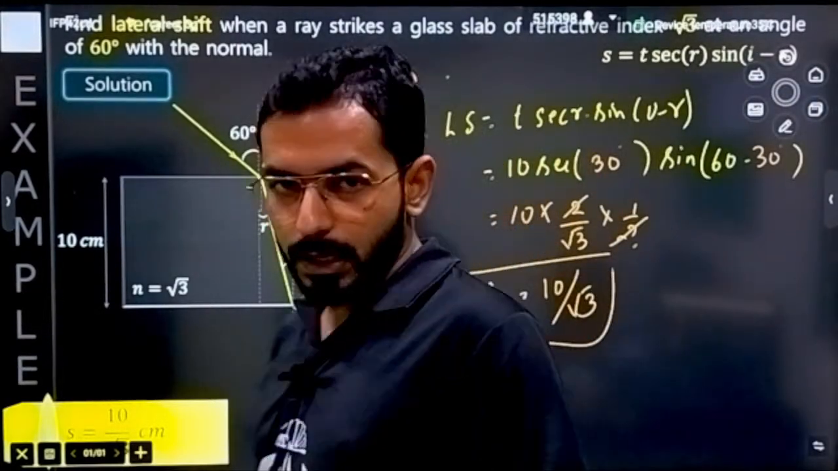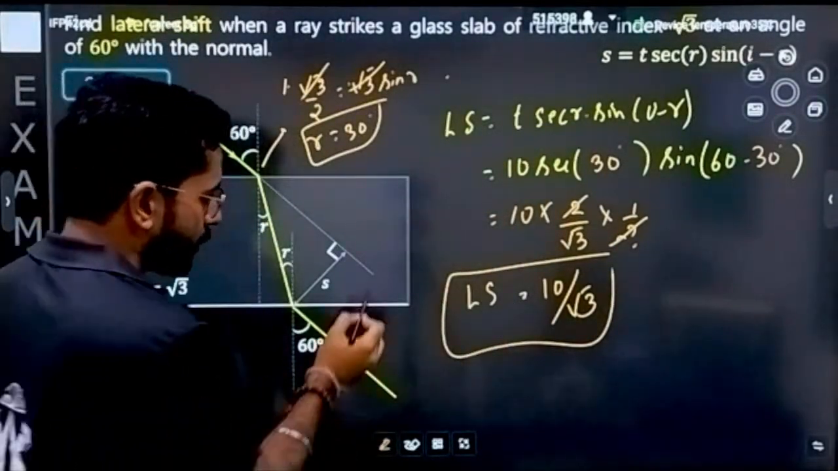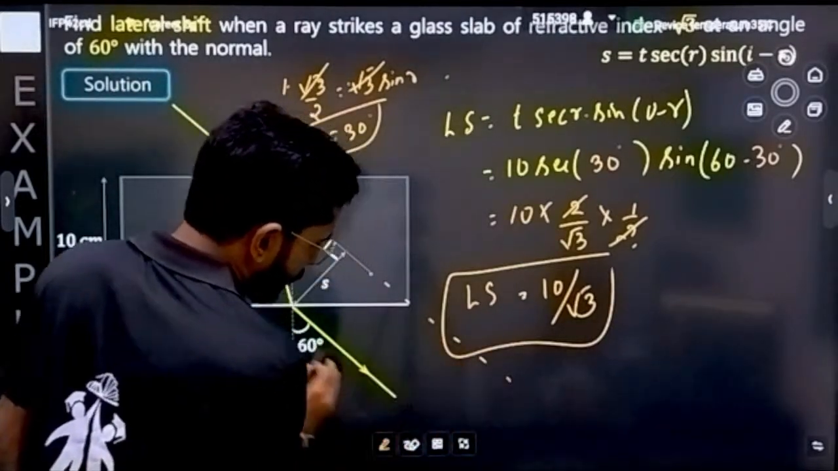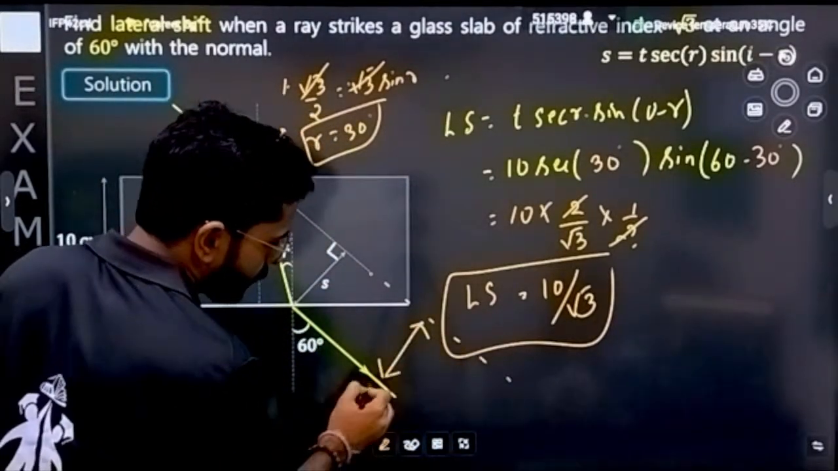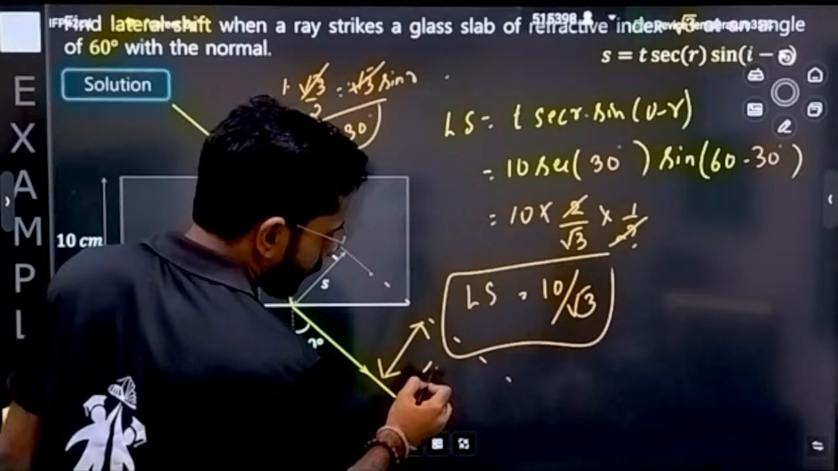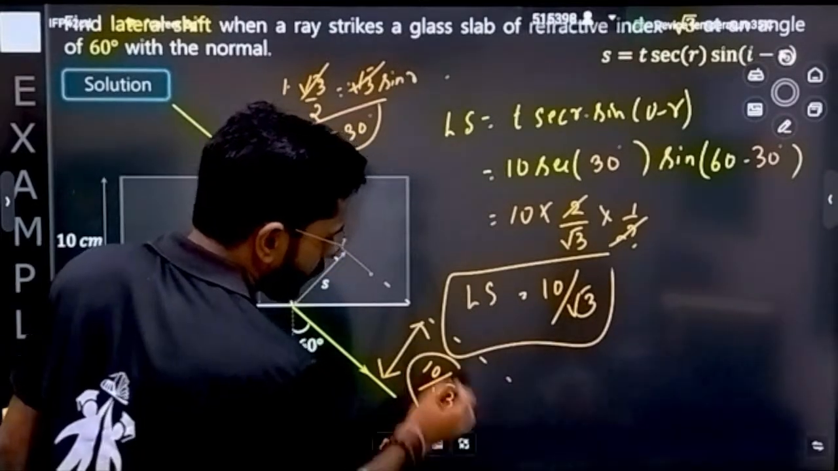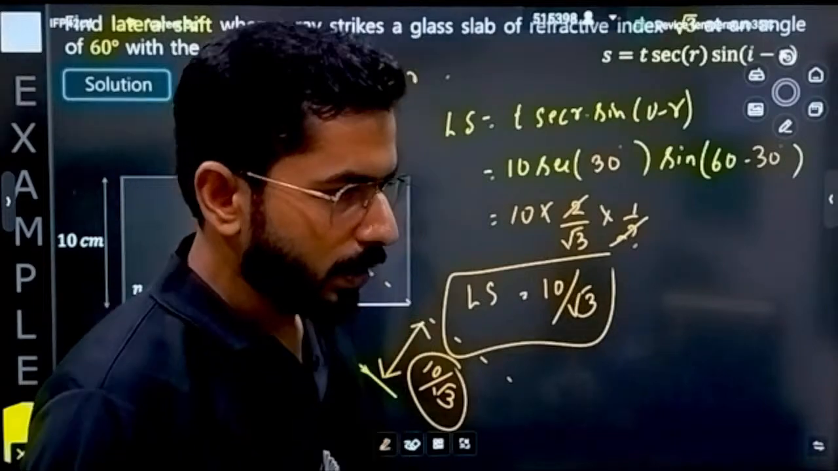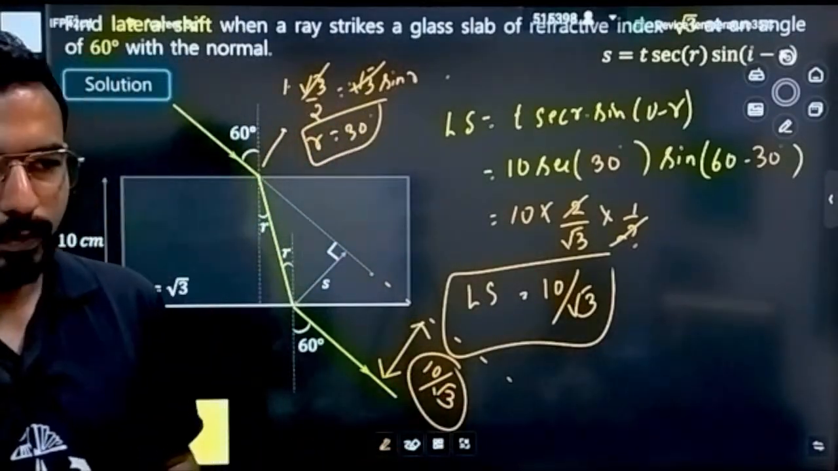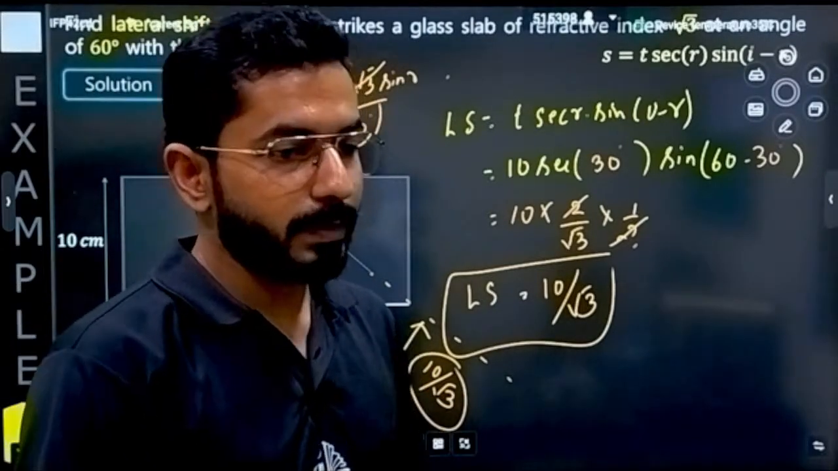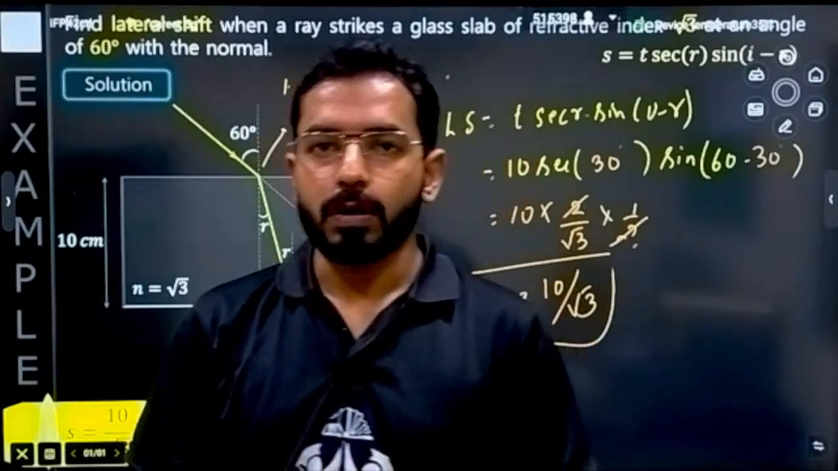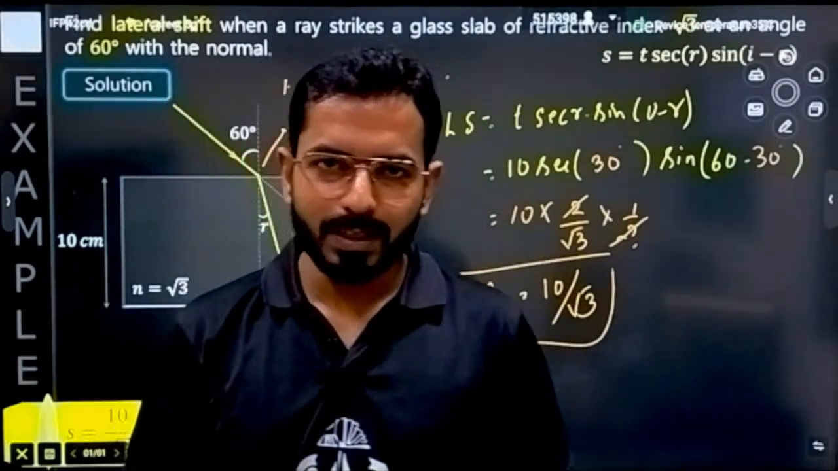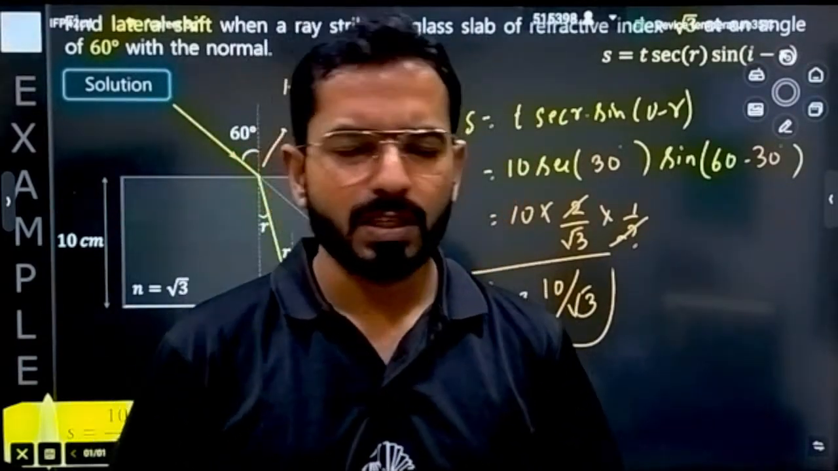That means the shift. And what is the lateral shift? In the diagram also you can represent, this was the original incident ray, this is the final emergent ray, and this shift that is coming between these two lines is equal to 10 divided by root 3. Clear? So this is the way you will be calculating. We have discussed in complete depth both lateral shift and normal shift. These are the two kinds of shift that you will generally observe in slabs.